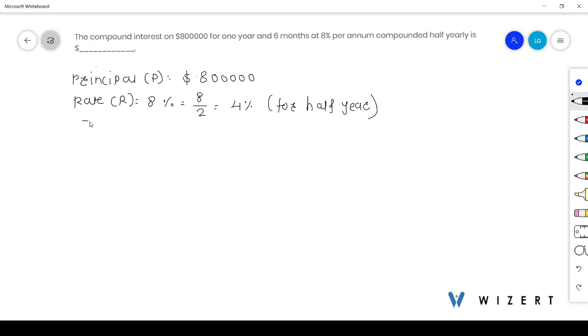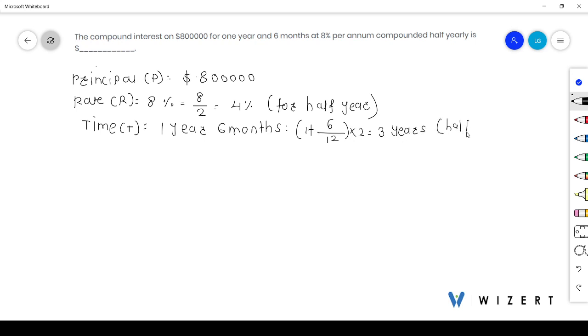Then we have to calculate for the time 1 year and 6 months. So 1 plus 6 by 12, that is into 2 means 3 years. This is half year.